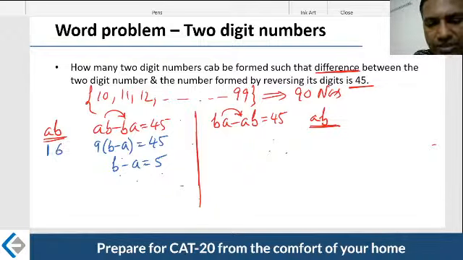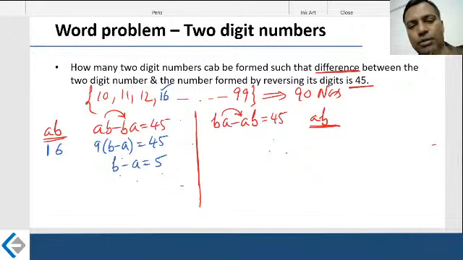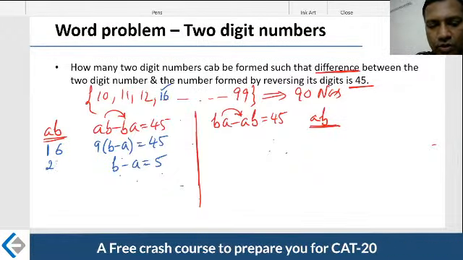Let us write it. Therefore, 16 is one of those numbers, which means while shortlisting from 10, 11, 12 up to 99, you shortlisted a number called 16, right? You can also shortlist a number called 27, because the difference has to be 5. You can shortlist a number called 38.